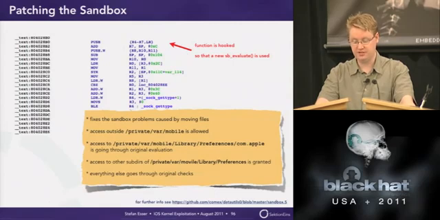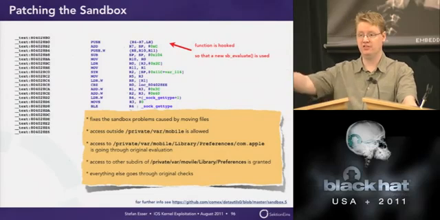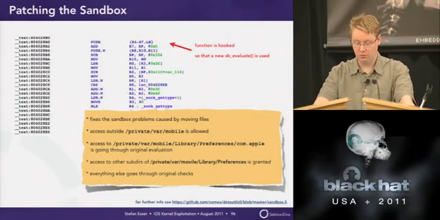So if the access is outside of private var mobile, it will be allowed. If the access is inside private var mobile library preferences com apple something, it's going through the original evaluation, passing to the original handler. When it's in another subdirectory of this private mobile library preferences, then access is granted. And everything else goes through the original check. So you see that the sandbox is not completely disabled here. They just made some exceptions so that it would still work.